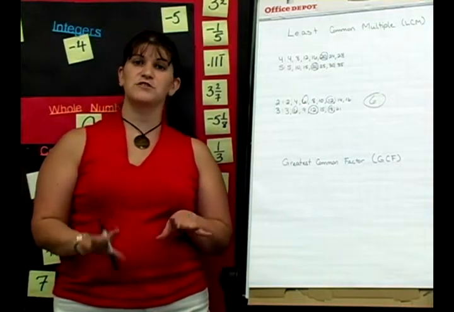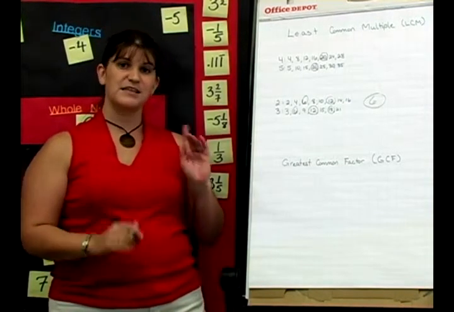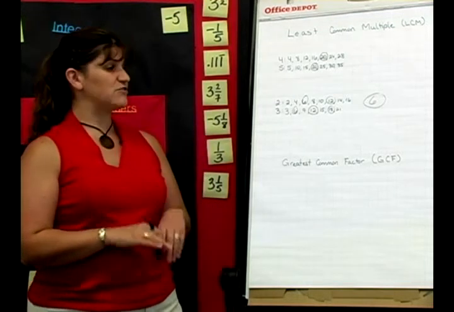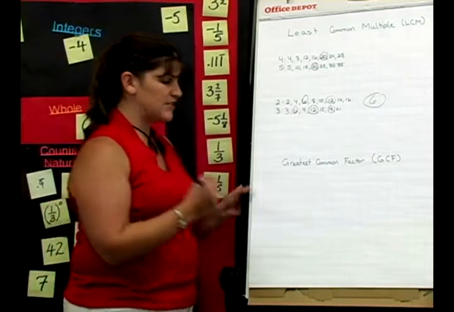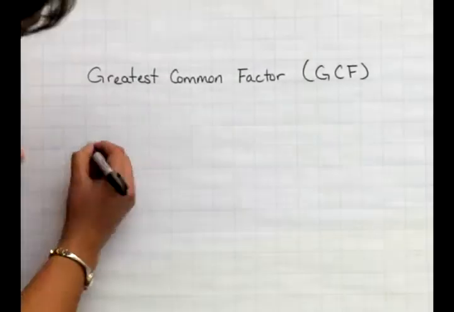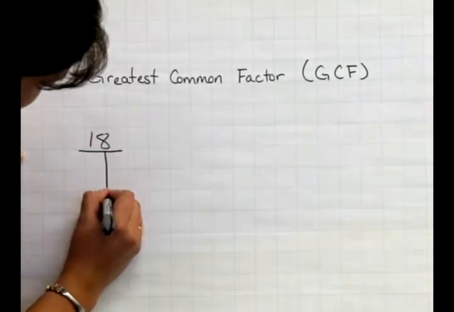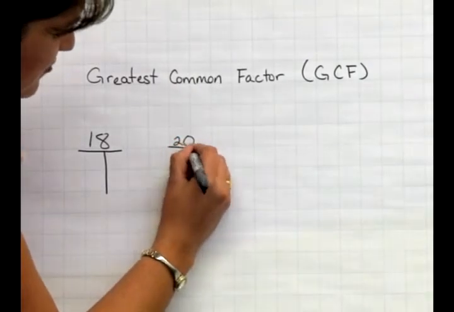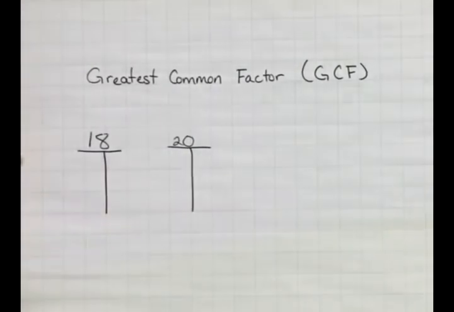We're going to use the greatest common factor when we reduce fractions. Now, the greatest common factor is also known as the GCF. And by doing this, I'm going to take two numbers and find the factors. So let me use the numbers 18 and 20. I'm going to make a T-table for each. That way it will help me keep my numbers nice and organized. And I'm going to be finding their factors.